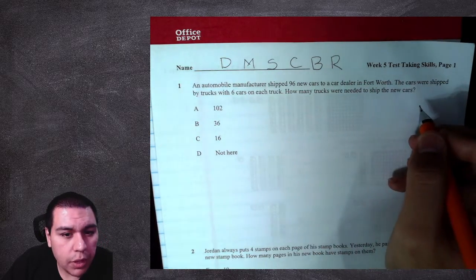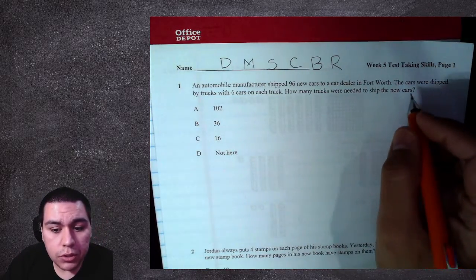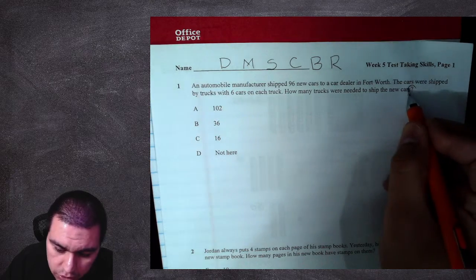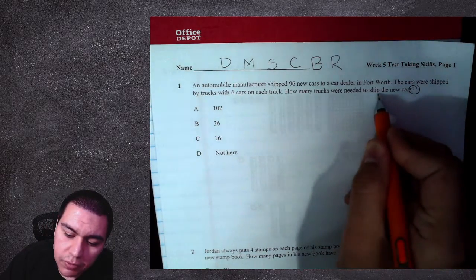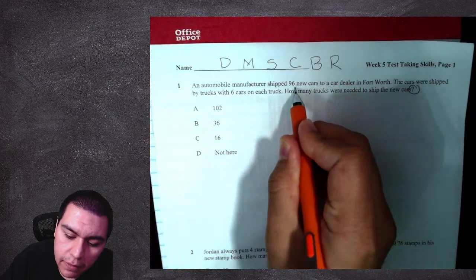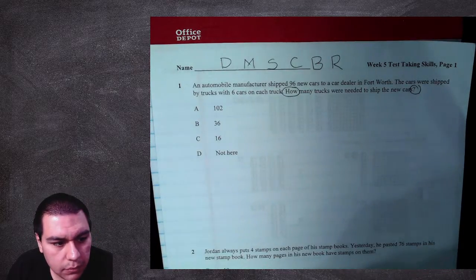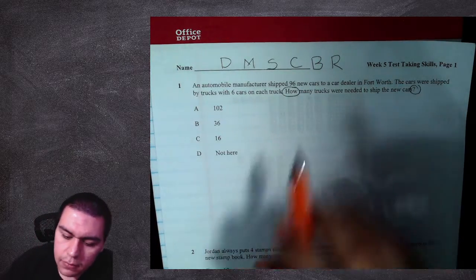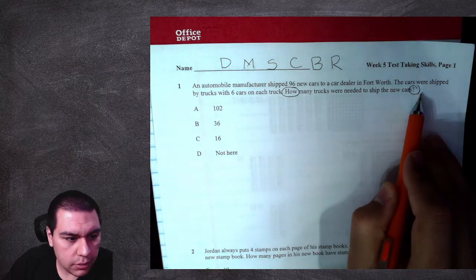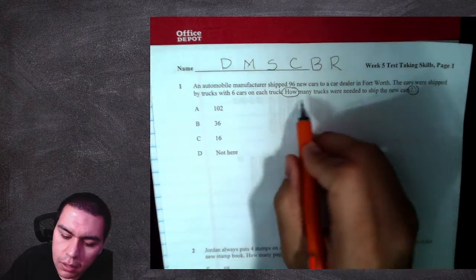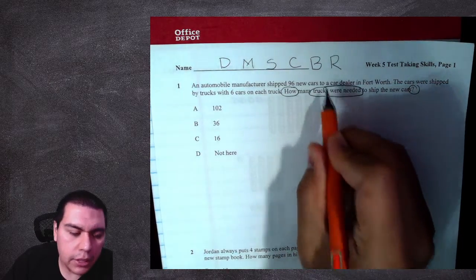This is just a word problem. We've worked on plenty of word problems before, so we know what to do already. Find the question mark. Go backwards from the question mark to find our question word. How many trucks were needed to ship the new cars? So they're looking for how many trucks were needed.